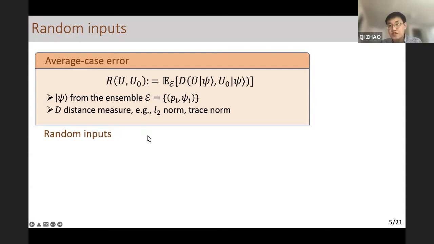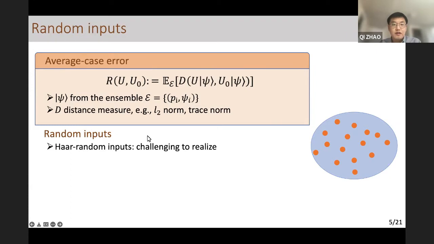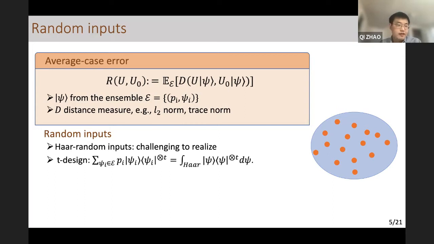For example, we could assume that the states are uniformly chosen from the whole Hilbert space. It's called a Haar random state. But this one is quite challenging to realize in practice. We could relax it to a milder one, like a t-design ensemble. It means that the summation of t copies of the states can't be distinguished from the Haar random integral.